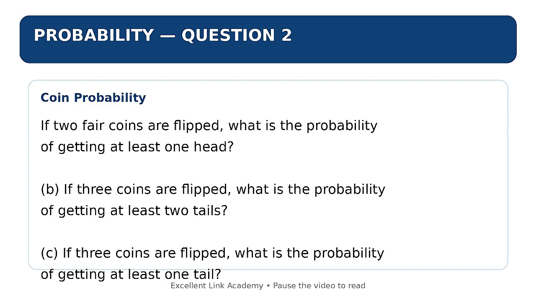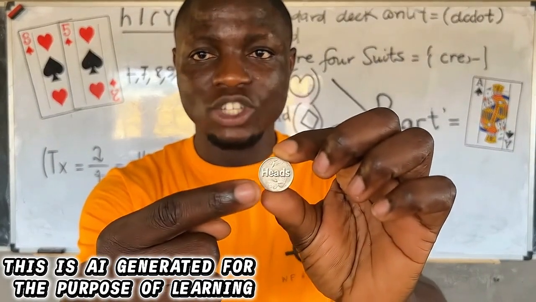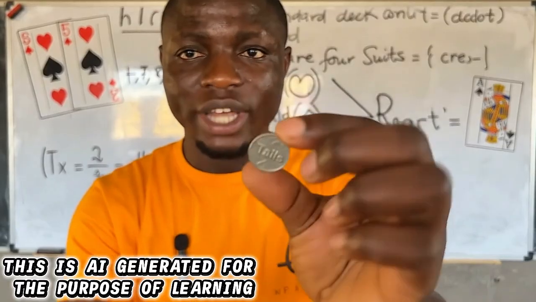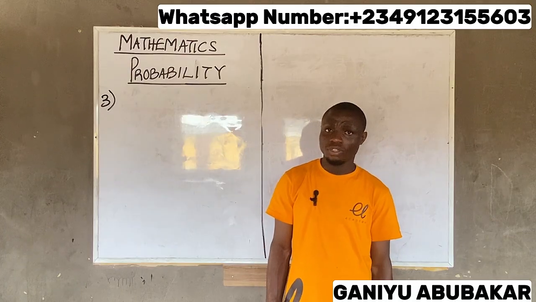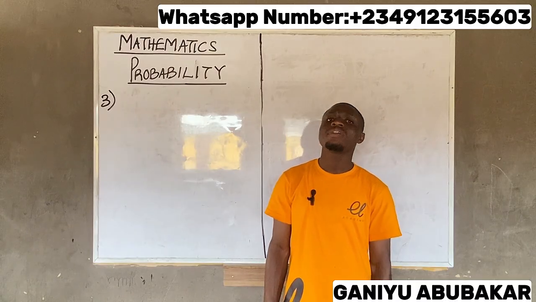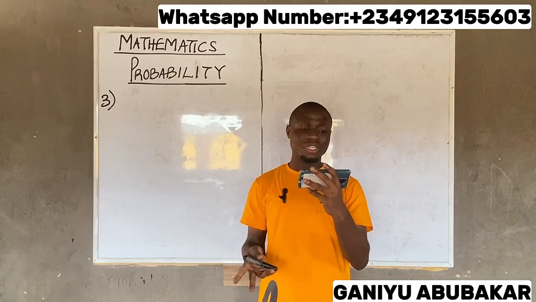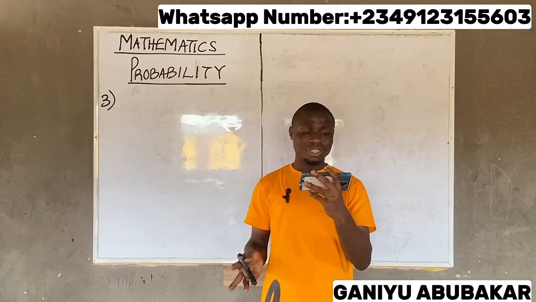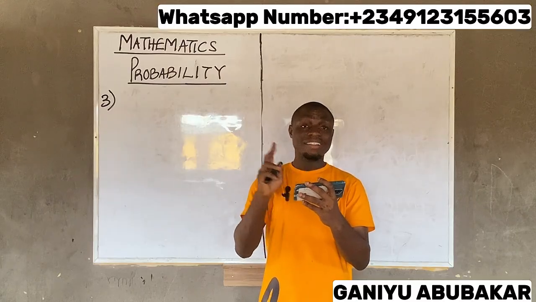Let's solve this question. Here is a coin. One side is called heads and the other side is called tails. When we toss a coin, either heads or tails can occur. This is a coins-focused question. They said flip 2 coins and flip 3 coins.